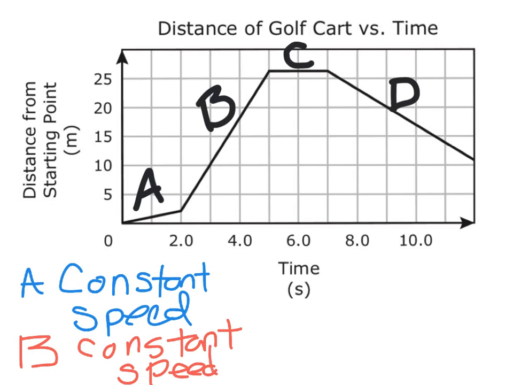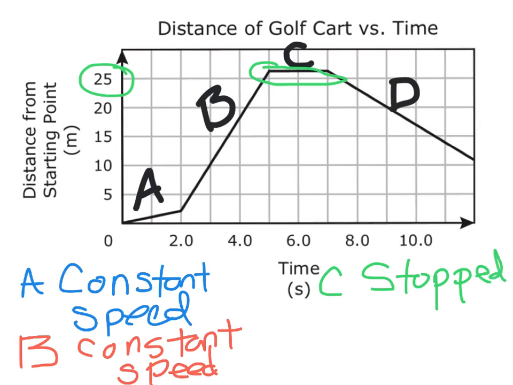On part C, which goes from time 5 seconds to time 7 seconds, our distance from our starting place is 25. It does not change from 25 meters for the entire duration of letter C. That means that our object has completely stopped moving. Its distance is not changing.